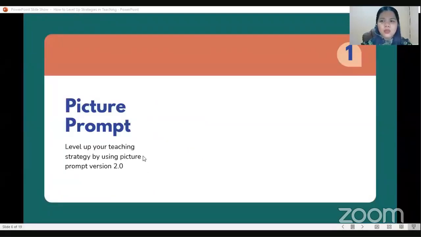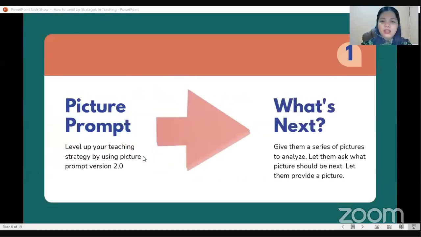But it's just that if some students notice that you are using the same strategy, I think that's the time na we question na what else can we do about picture prompt. Sige po. So especially, di po ba, may motivation, may energizer, ganon. So what can we do out of this strategy? So ang suggestion ko dyan is, what's next? So it's still, meron pa rin siyang picture. It's just that marami na siyang series of pictures to analyze.